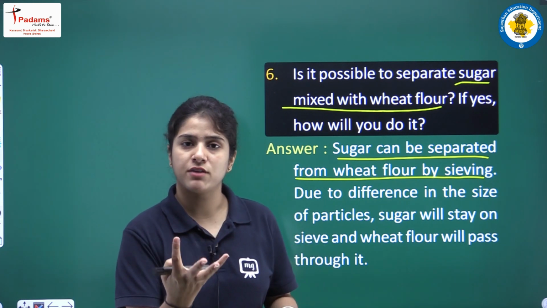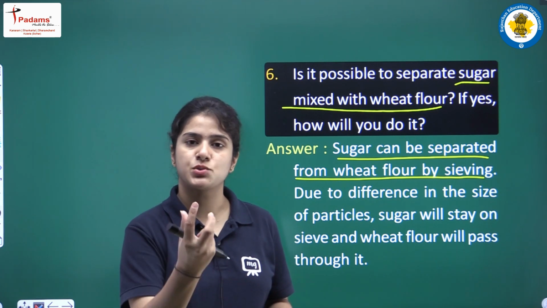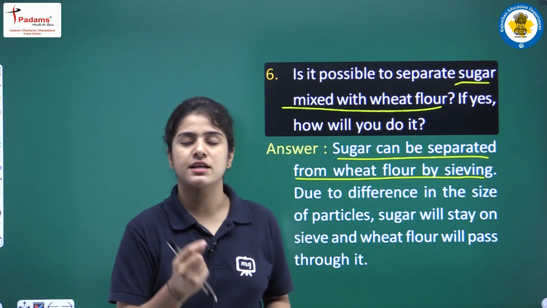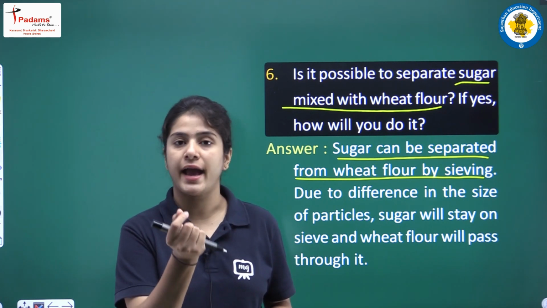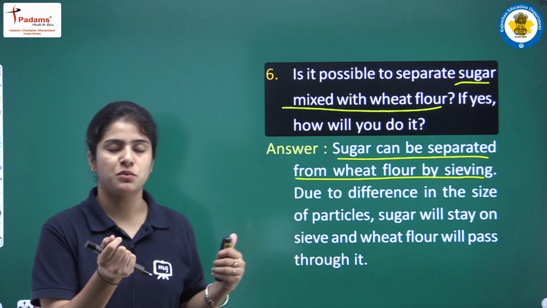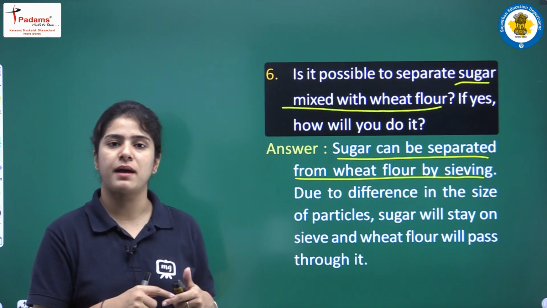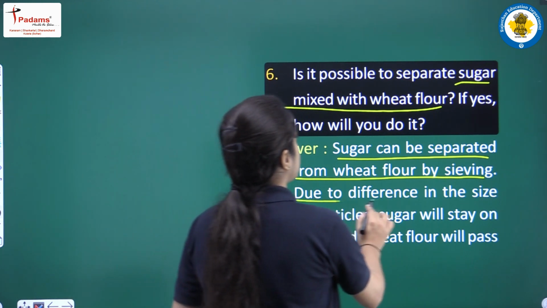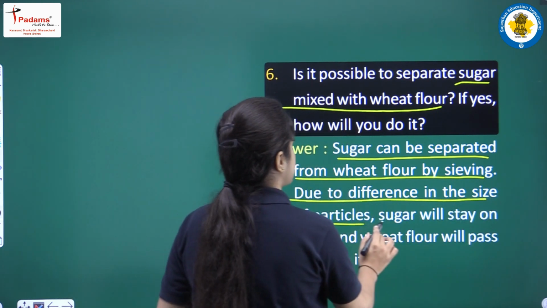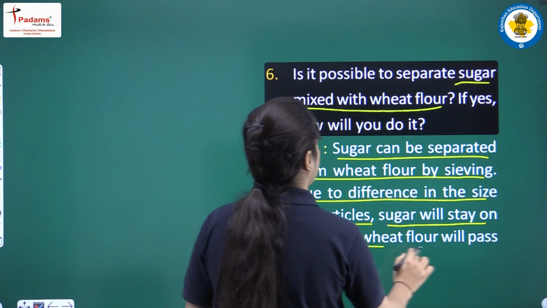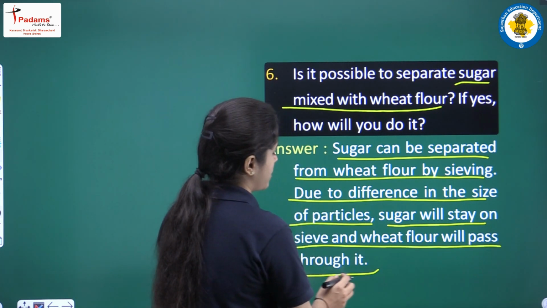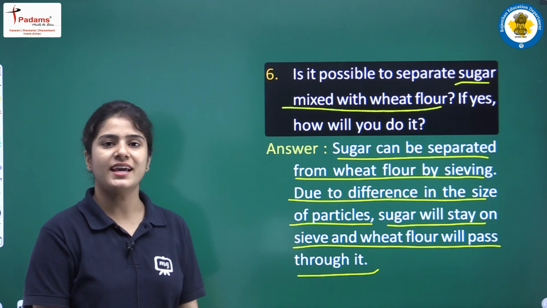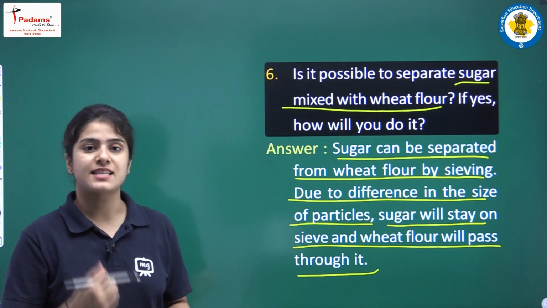Wheat flour is very thin, and it will pass through the sieve, and sugar will remain on the sieve, because sugar is a larger or heavier particle than wheat flour, and in this method you can separate this mixture. Due to the difference in the size of particles, sugar will stay on the sieve and wheat flour will pass through it. Okay students, so this was all about the 6th question. Let's discuss the 7th question.